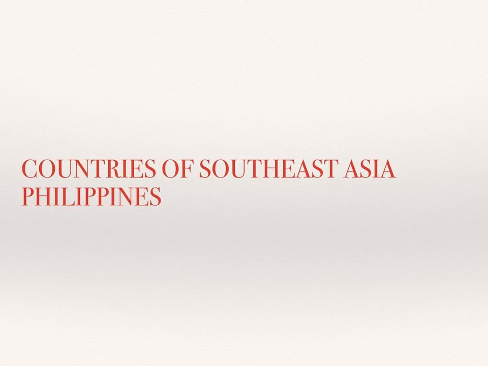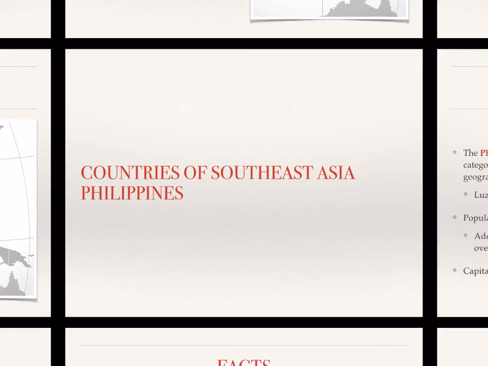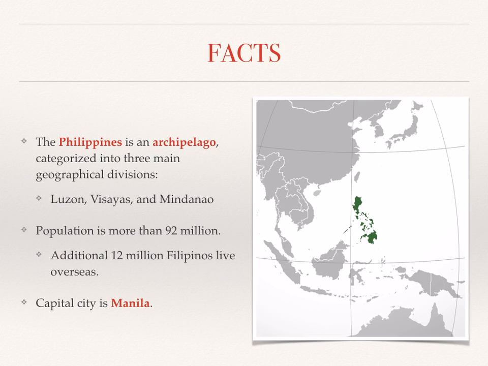Countries of Southeast Asia, Philippines. Facts. The Philippines is an archipelago. It's categorized into three main geographical divisions: Luzon, Visayas, and Mindanao. Population is more than 92 million. And actually, about 12 million Filipinos, they live overseas. Capital city is Manila.